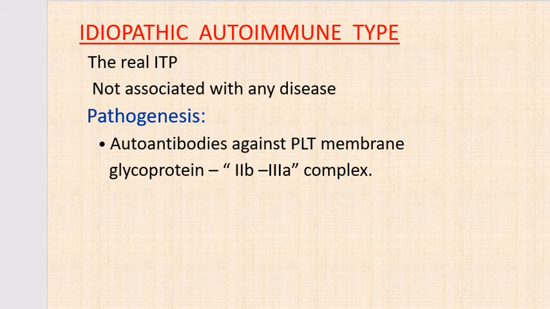About idiopathic immune thrombocytopenia, there is the real idiopathic thrombocytopenia, the real ITP. It is not associated with any disease, and its pathogenesis involves production of autoantibodies against platelet membrane glycoprotein 2b3a complex.